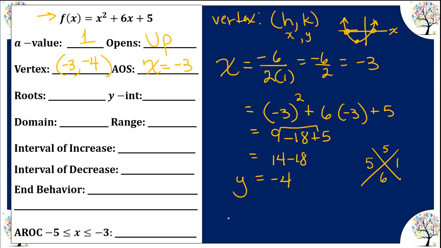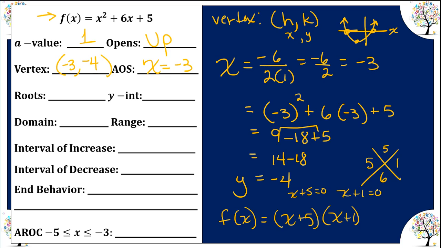So we can write this function in factored form. Our a value is the understood 1, then we have x plus 5 and x plus 1. To find where they cross the x-axis, we set each of these equal to 0. So we have x plus 5 equals 0 and x plus 1 equals 0. When we solve for x, we subtract to isolate, and one root is -5. The other root is going to be -1. So our roots from least to greatest are -5 and -1.